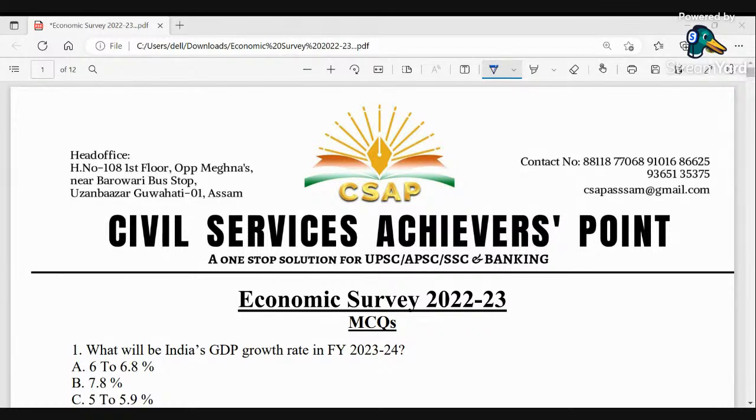So probably you are all aware of the economic survey which was recently published by the government of India, and therefore we have seen that a number of data points have been released in this economic survey. So today we will discuss some of the relevant facts and concepts associated with the economic survey, some of the economic terms, as well as some questions associated with it. This will be helpful for you in your upcoming prelims.